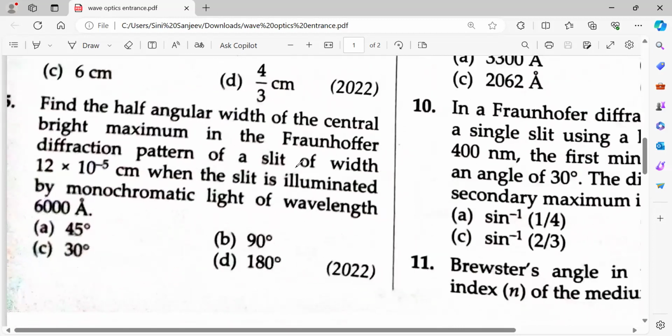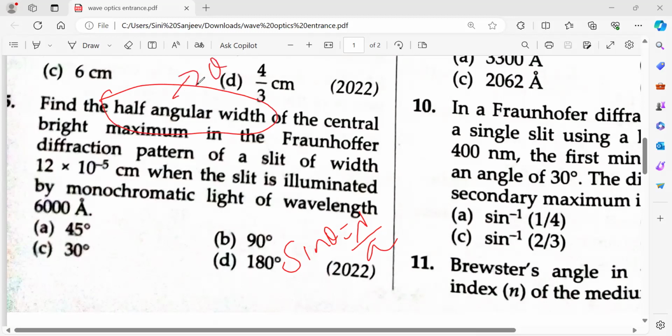Next one. Find the half angular width of the central bright maximum in the Fraunhofer diffraction pattern of a slit of width 12 into 10 power minus 5 centimeter when the slit is illuminated by a monochromatic light of wavelength 6000 Armstrong. So we all know what is my sine theta? Lambda by a. And what is my theta? The half angular width. This is nothing but my theta.